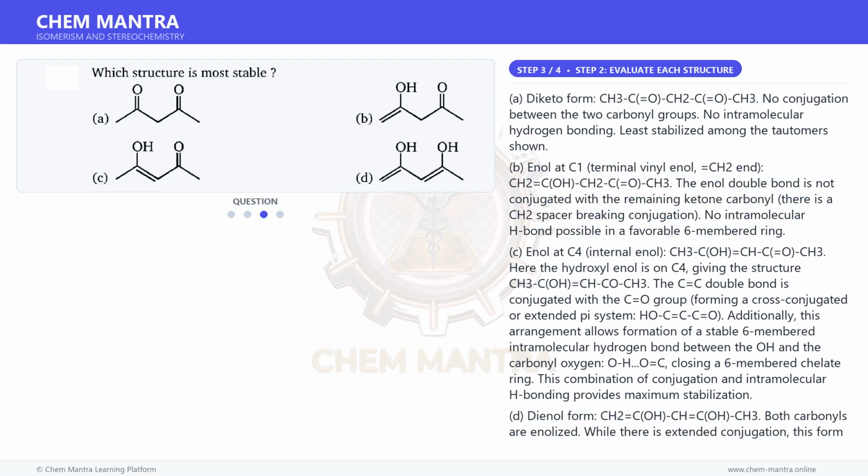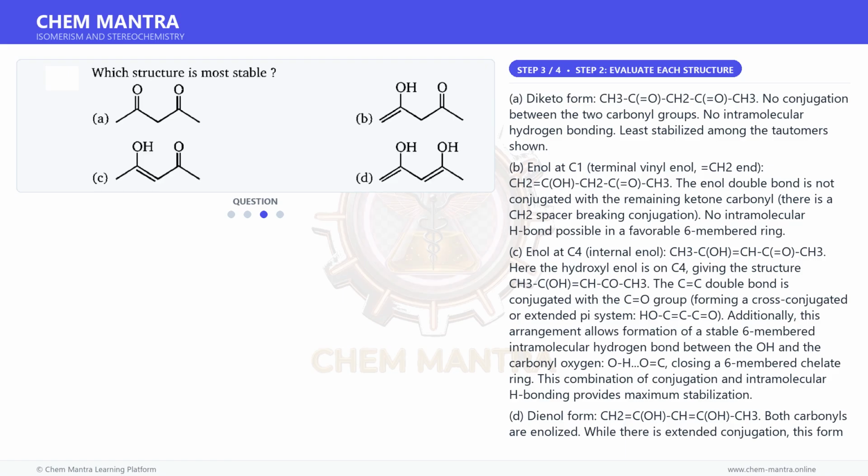B. Enol at C1, terminal vinyl enol: CH2=C(OH)-CH2-C(=O)-CH3. The enol double bond is not conjugated with the remaining ketone carbonyl. There is a CH2 spacer breaking conjugation. No intramolecular H bond possible in a favorable 6-membered ring.